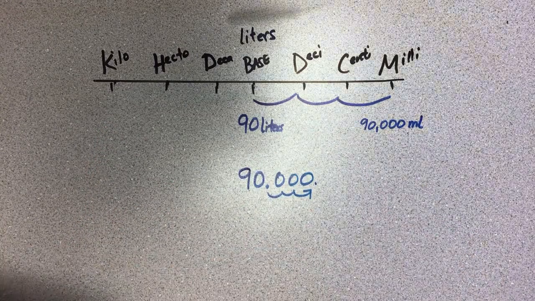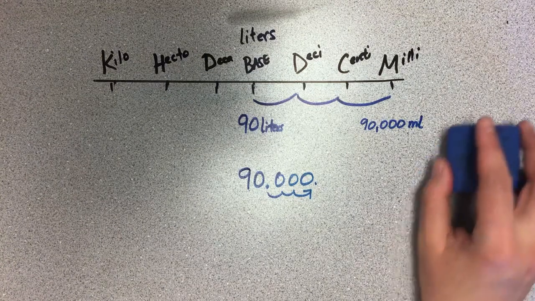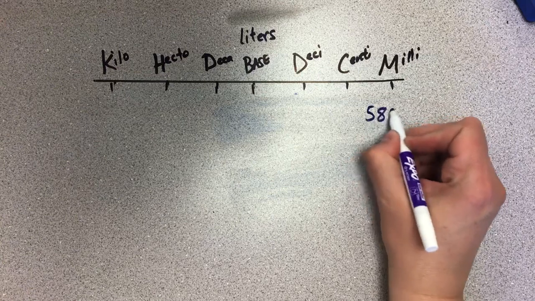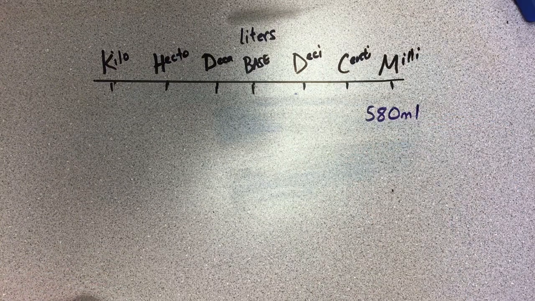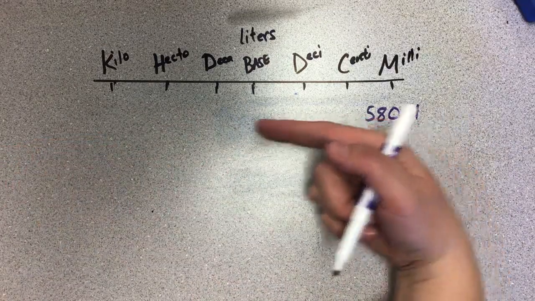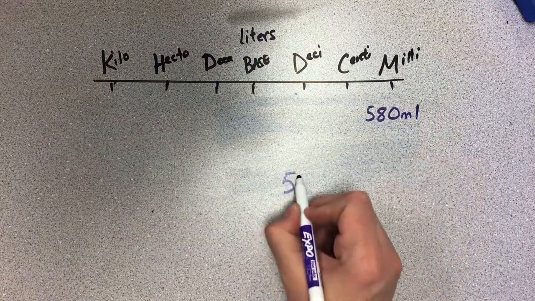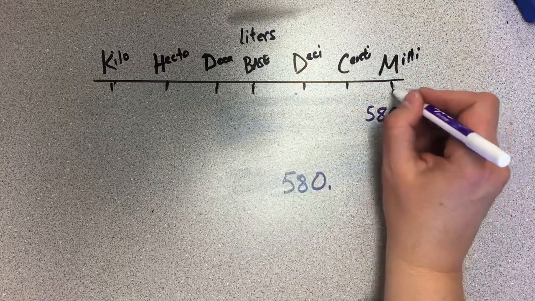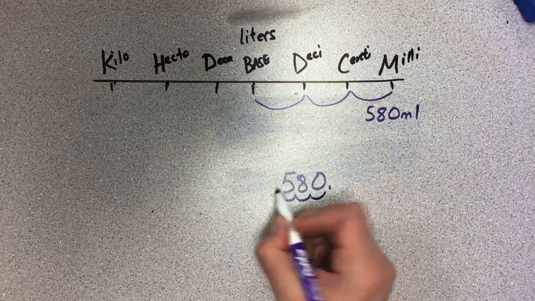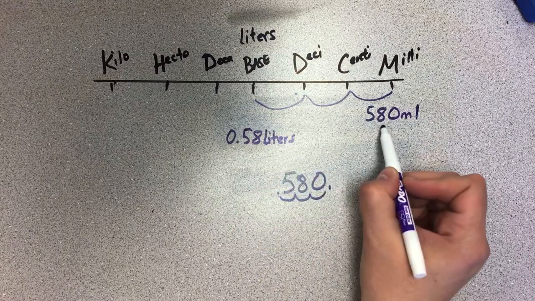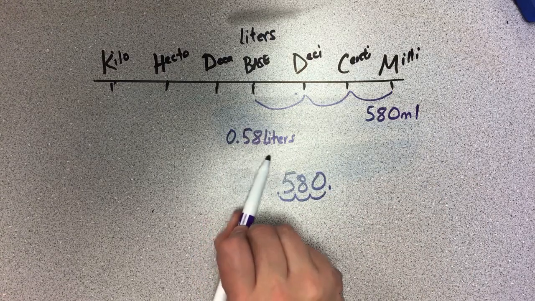The next example is example 2, which says a container of orange juice holds 580 milliliters. Let me erase this. The orange juice container, 580 milliliters. So how many liters is 580 milliliters? Well, if we're heading that way on our chart, we're dividing. We're moving our decimal that way. So if we have 580 milliliters, here's our decimal. We're going to move our decimal that way and convert it to liters. So 1, 2, 3 decimal places. That means 580 milliliters is the same as 0.58 liters.